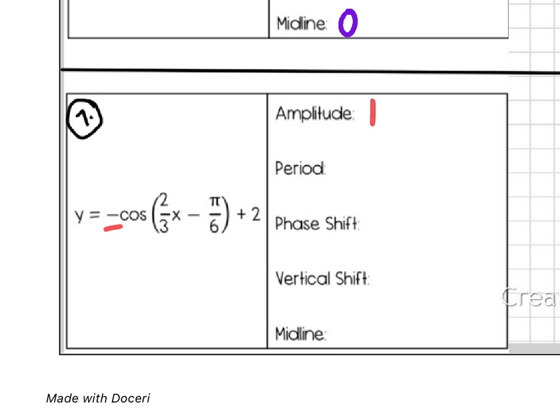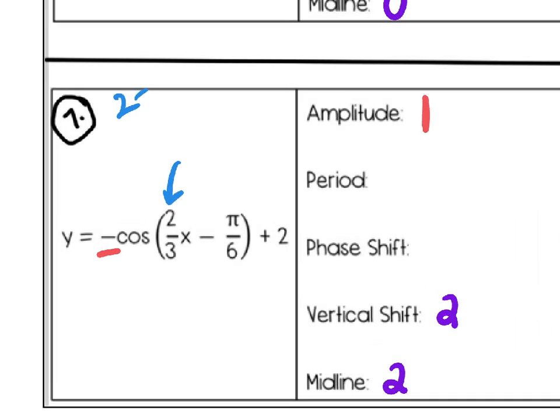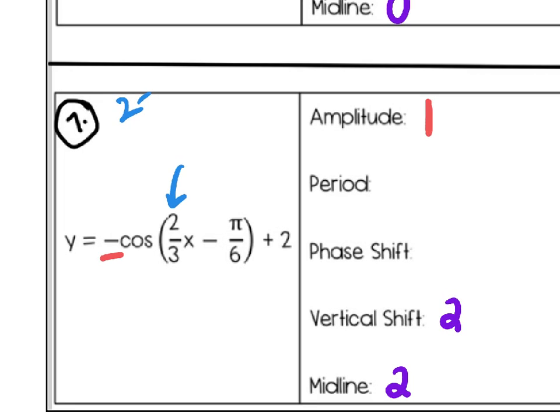Amplitude is going to be 1. Midline and vertical shift will be up 2. So our midline will be at 2. Our period, we can use this for our b value, 2 pi over 2/3, copy, dot, flip. So our period will be at 3 pi.